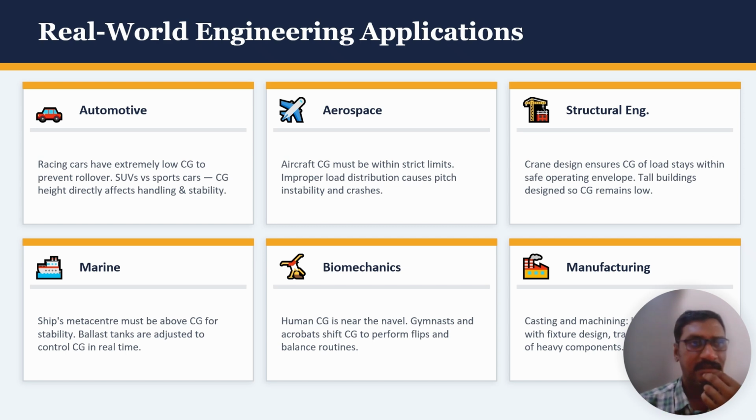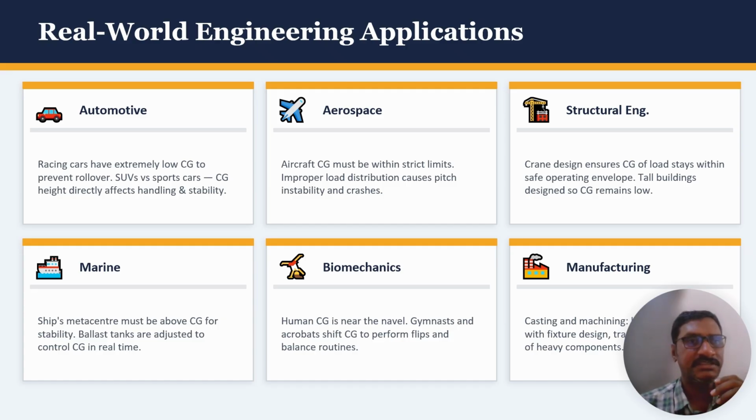For cranes, the center of gravity of the lifted load must remain within the crane's stability envelope at all times. If the crane swings a heavy load too far from the mast, the center of gravity of the crane load system moves outside the support base and the crane tips over. A catastrophic failure. So crane manufacturers provide load charts that define maximum loads at various radii to prevent this.